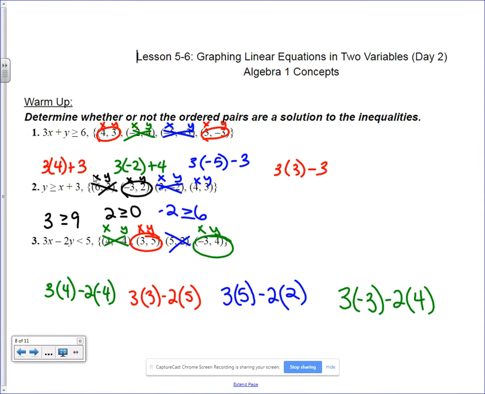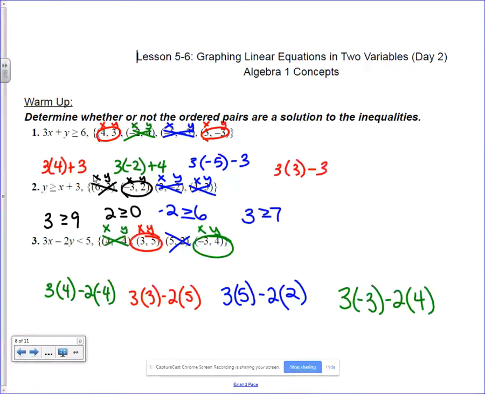Should we just have Gage do it since he's going to do it anyways? Dalton, what am I putting in for the x? 4. What's 4 plus 3? Good. So 7 will be on this side. What am I supposed to put in for the y? Good. Dalton, is 3 greater than or equal to 7? No. All right, folks. How do you feel about the warm-up?